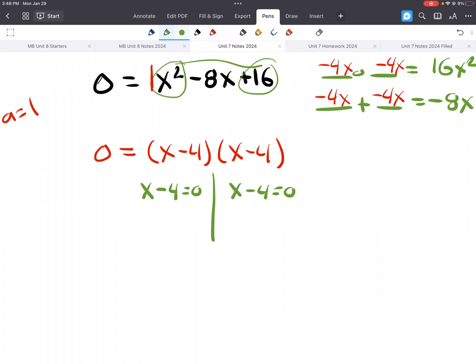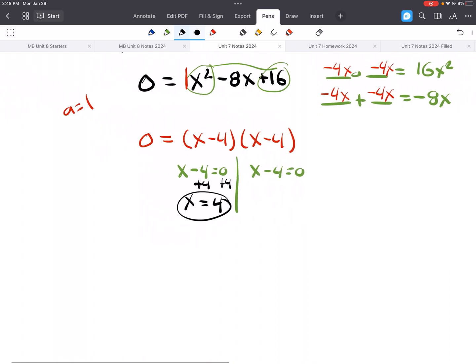Okay? So for this situation, we could add 4 and add 4, so we'd get x equals 4, which would be one of your solutions. And then this would be the same. So if you end up having two solutions that are exactly the same, obviously you don't need to do it twice. We already know what the other one's going to be.